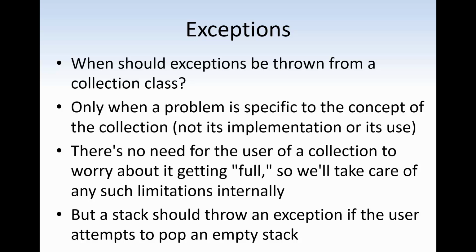Exceptions are something that can be used to indicate when something goes wrong in a method, right? That method will throw an exception, an out of bounds exception, a divide by zero exception. Well, our collection should do the same thing, to let the user of that collection know that something illegal has happened. The thing I want to stress here is that exceptions, or errors in general, should be specific to the concept of the collection, not the implementation.